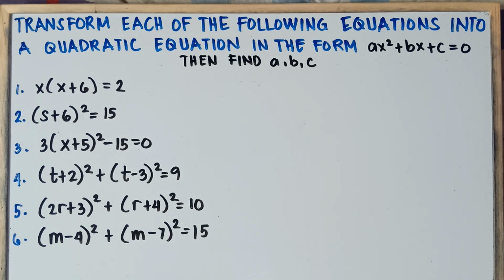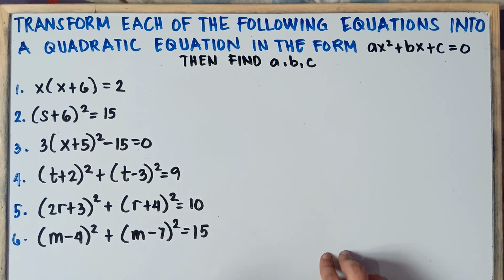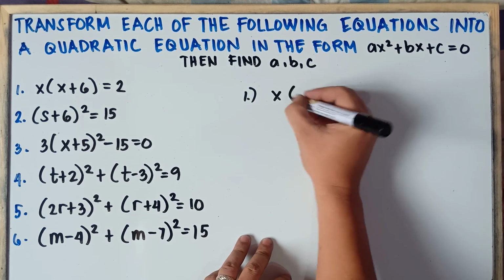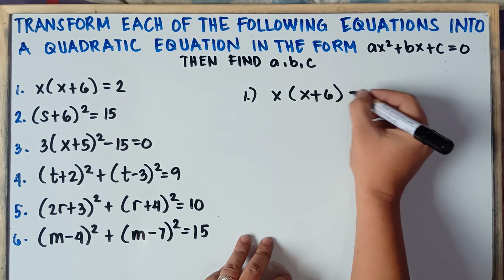Alright, so let's focus first on part 1. We transform this into standard form. Let's start with example number 1. We are given x, quantity x plus 6, equals 2.